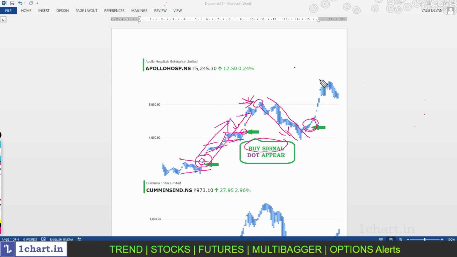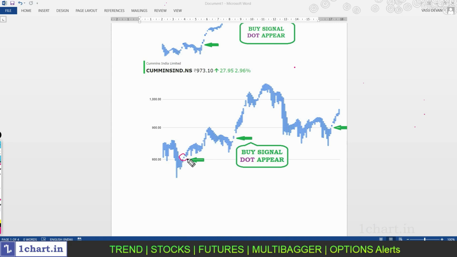Here also there is a consolidation. This is not a sudden fall. So here also there is some flag pattern. After this flag pattern, this will go up. Now another example. Here the breakout happens. After this flag pattern, a small dot appears. We consider it a buy signal.